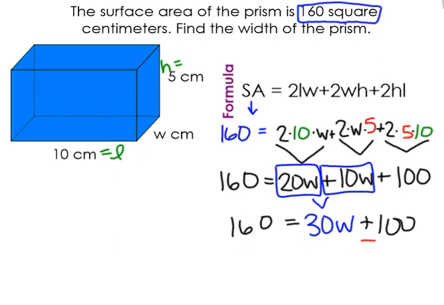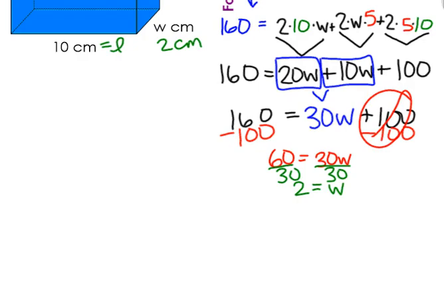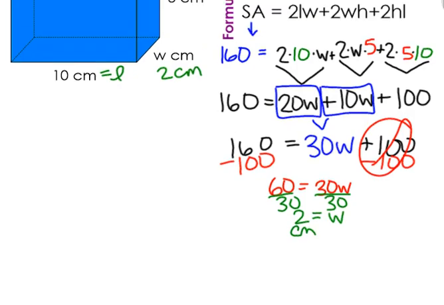Okay, subtract 100 from both sides. Get rid of your constant term. So 30W equals 60. And then lastly, divide by your coefficient, which is 30. And 60 divided by 30 is 2. Again, this is a geometry problem, so this is 2 centimeters. So we'll just make sure that we include centimeters with your answer.